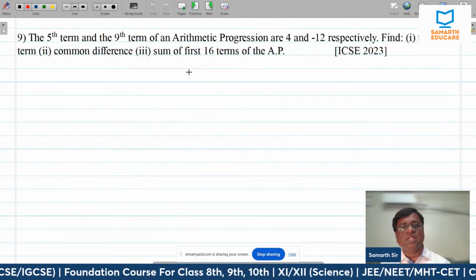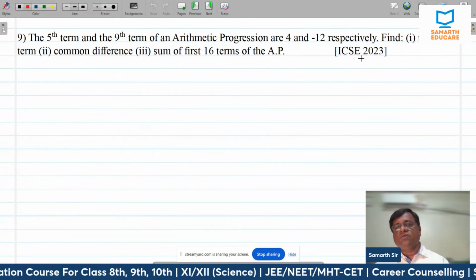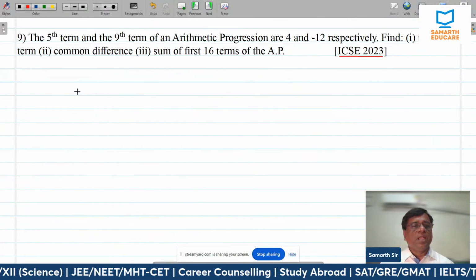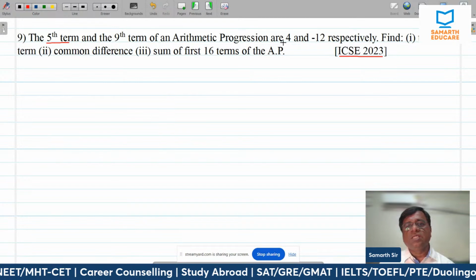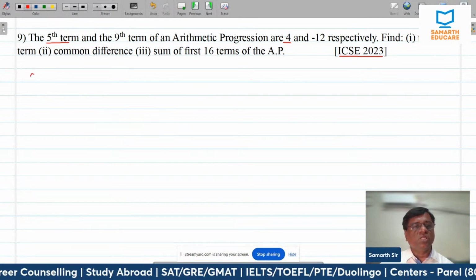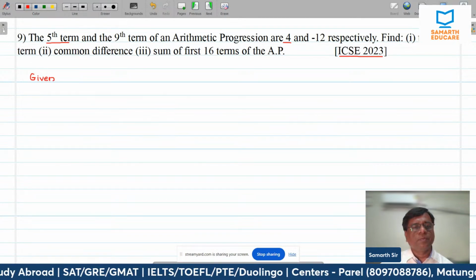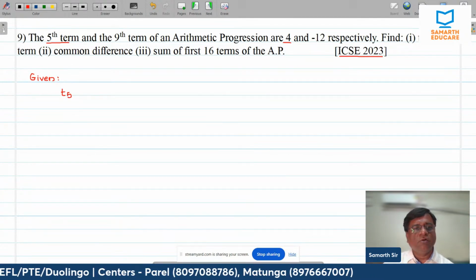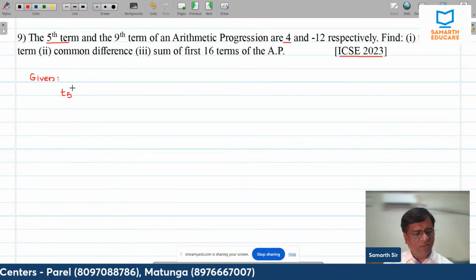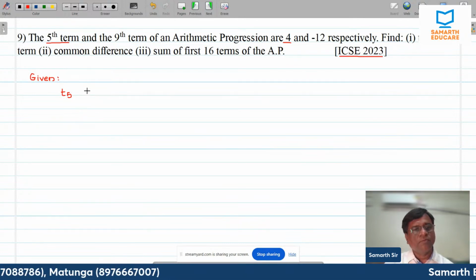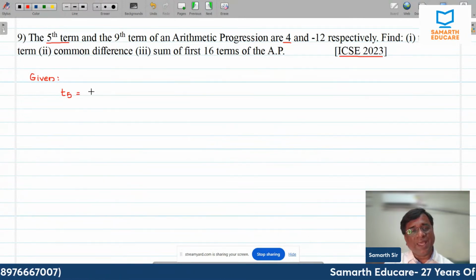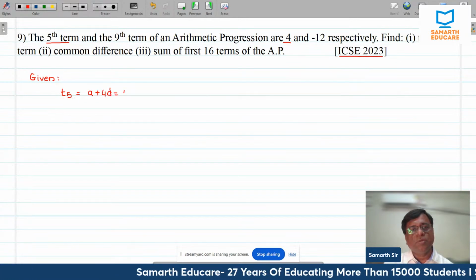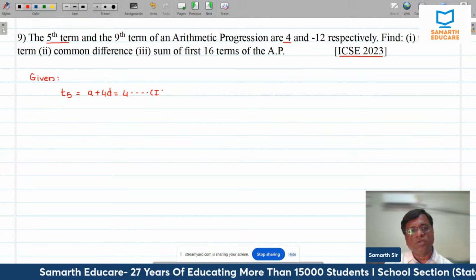Similar type of question is there. First term, common difference, and the sum of first 16 terms, ICSE 2023. Okay, now he says the fifth term is 4. So what is given to me? Fifth term is t of 5. So according to my calculation, t of 5 will be a plus 4d. बट उन्होंने बताया कि ये कितना वैल्यू है, 4 है. दिस इज इक्वेशन नंबर 1.